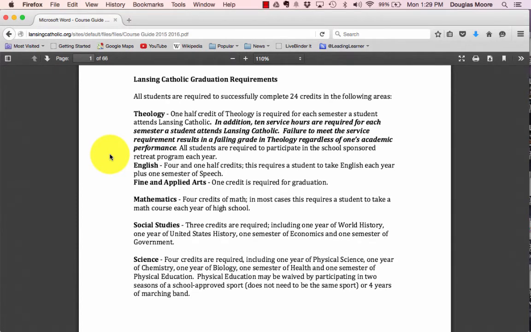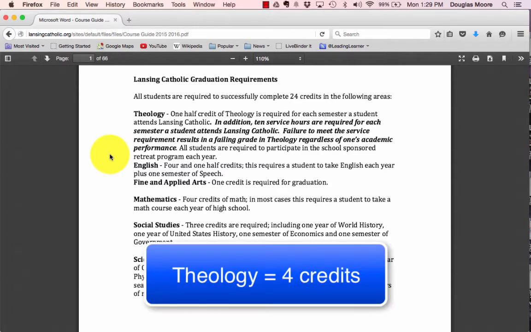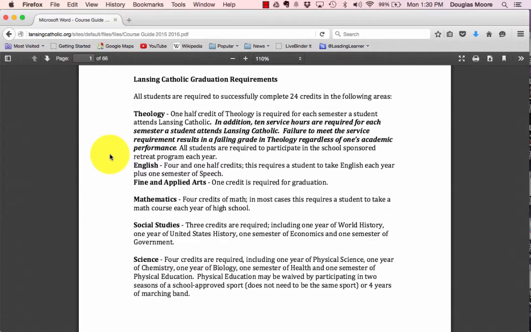So let's start with theology. All right. Our mission, of course, here as a Catholic school is that we want to form disciples, and that can only happen if all of us understand the message of Jesus. So if you are here all 4 years, then 4 credits of theology is required. We ask each student to take a core theology course every semester that they're here. We do have some elective theology courses, but it's the core ones that are required.